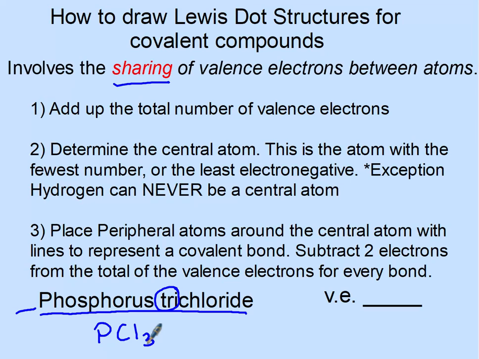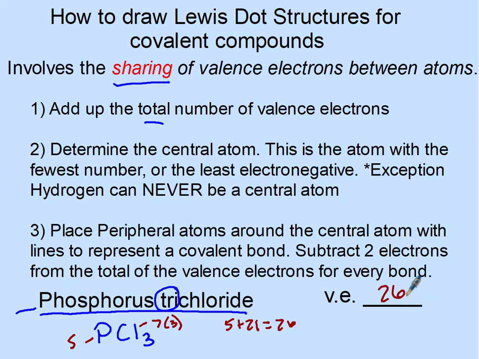Next, we're going to add up the total number of valence electrons that PCl3 has. Looking on the periodic table, I see that P has 5 valence electrons, and each chlorine has 7, but there's 3 chlorines. So 5 plus 21 gives me 26 valence electrons to work with.